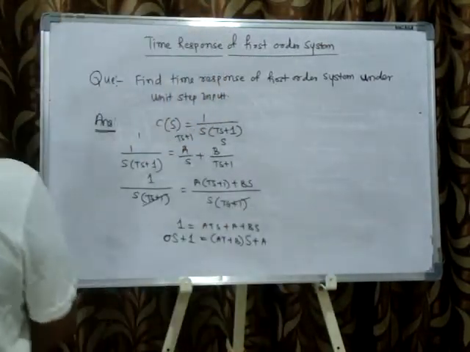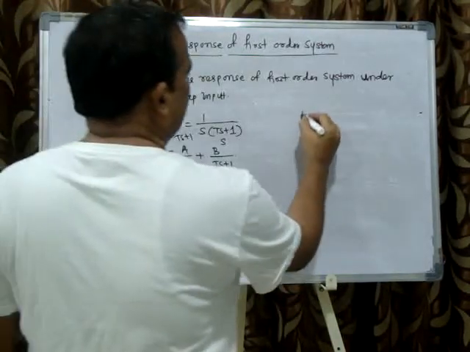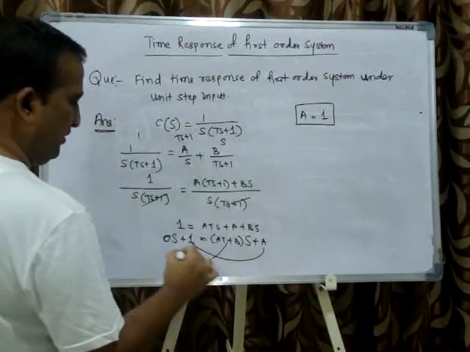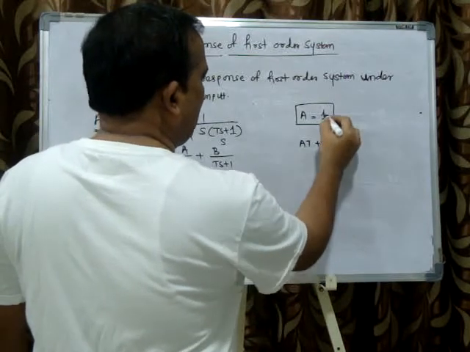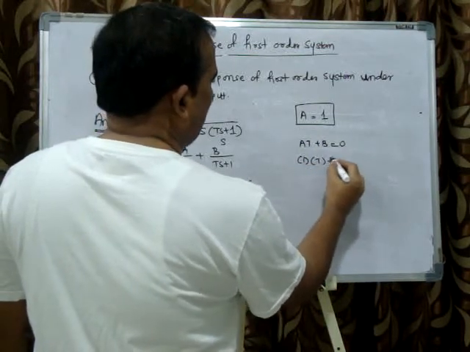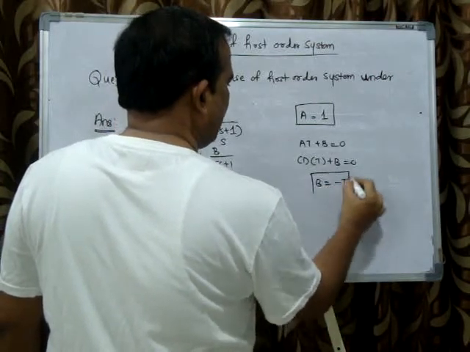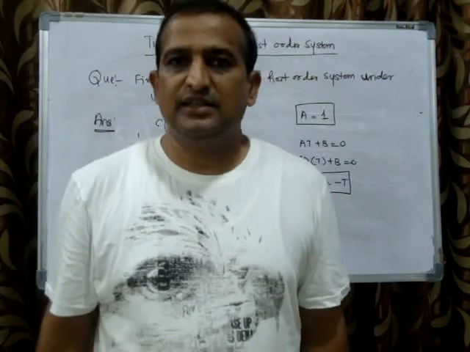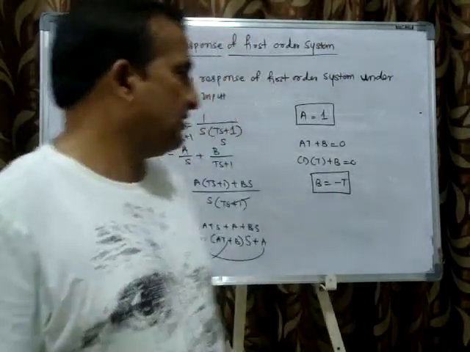Now comparing coefficients, first compare the constant: A equal to 1. Correct? Then you compare the s coefficient: AT plus B equal to 0. Already A equal to 1, so T plus B equal to 0, then B equal to what? Minus T. I have got both the values of A and B. Now I will substitute A and B, then I will take the inverse Laplace.